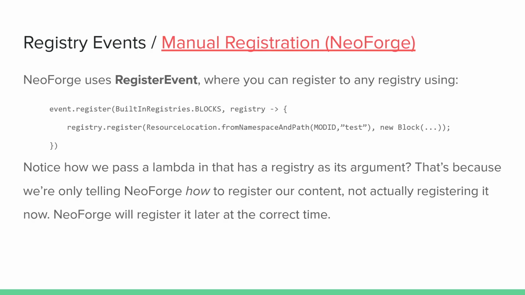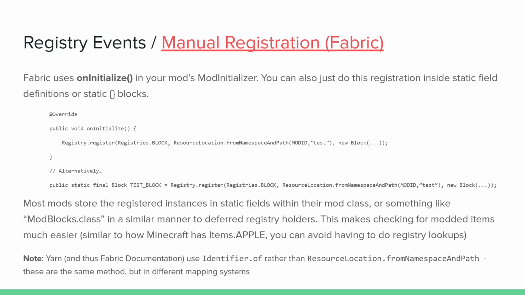Here are some examples of registry events, which are basically considered manual registration. For NeoForge, you make a handler for the register event. If you remember the events from the last lesson, you register the event, and then that event describes how to register things, and Forge will actually register it at the right time. And then in Fabric, you can do it during onInitialize, or basically anywhere you can put Registry.register and so on.